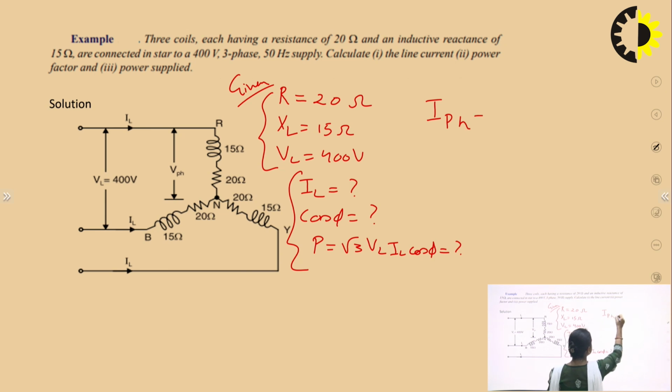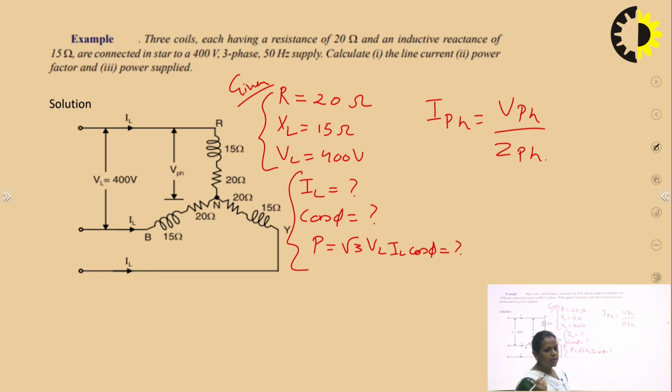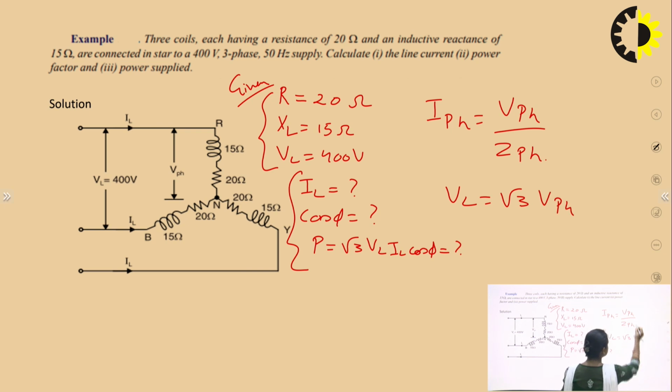So how will you find IPH? This IPH is a phase current, right? You know the relation between I, V and R, so IPH is equal to VPH upon ZPH. So what is VPH here? This is the star connection. The VL is given, right? You know that VL is equal to root 3 VPH. So you can find VPH as VL by root 3.